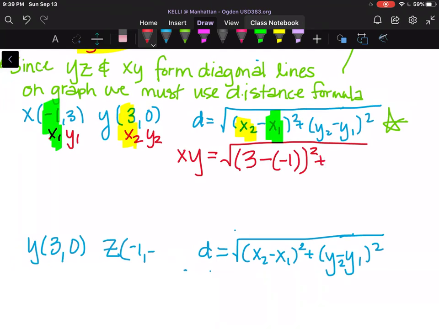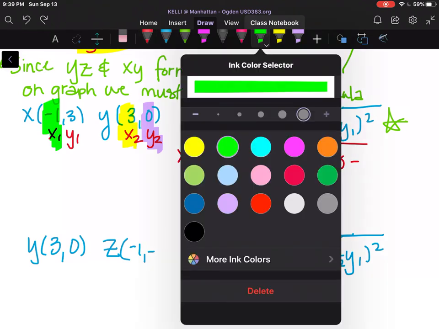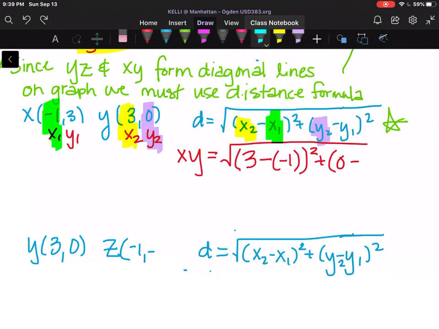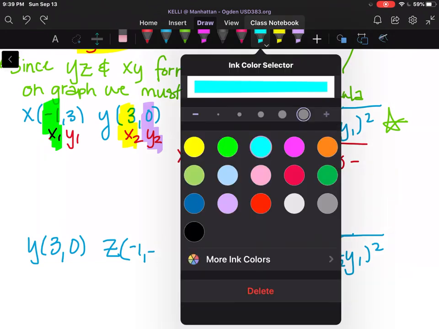And then, let's use purple. y2. Well, y2 I labeled over here as 0. Okay, so I got a 0. And then minus, remember that comes from up here, my y1 value. So let's make this a blue. And no, I don't want to do that because my pen is blue. Let's make it pink.